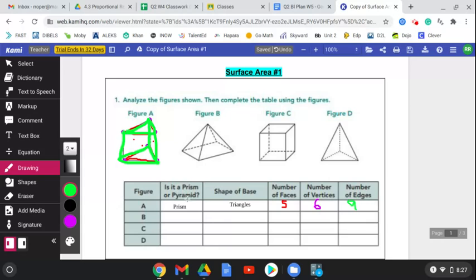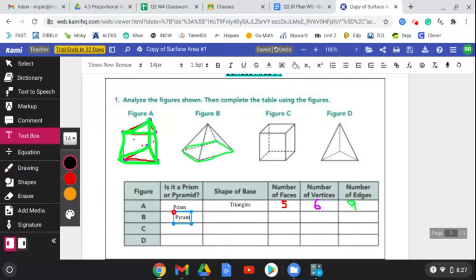Figure B, is it a prism or a pyramid? Does this have 1 base or 2 bases? Well, it has 1 base, right? This right here would be its only base. And as you can see, all the faces meet at one vertex. And so this is a pyramid. So you can put a text box and type in pyramid.